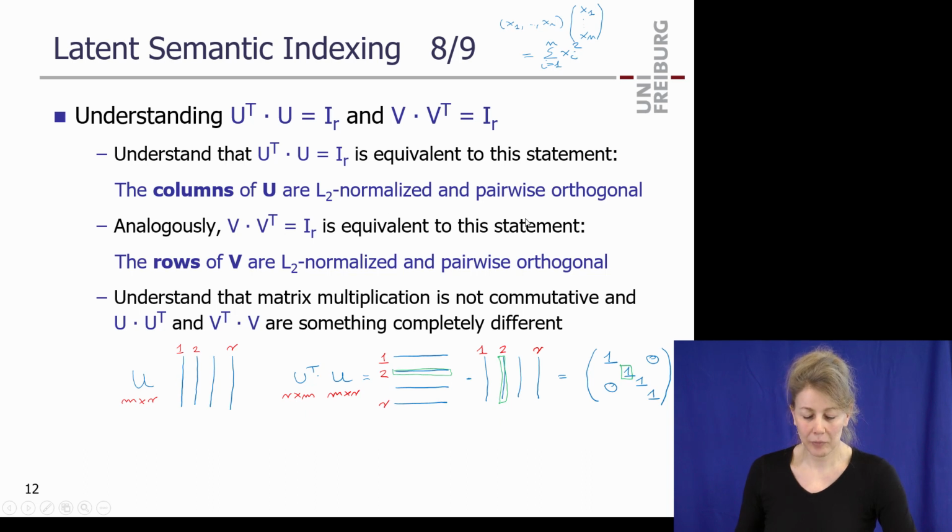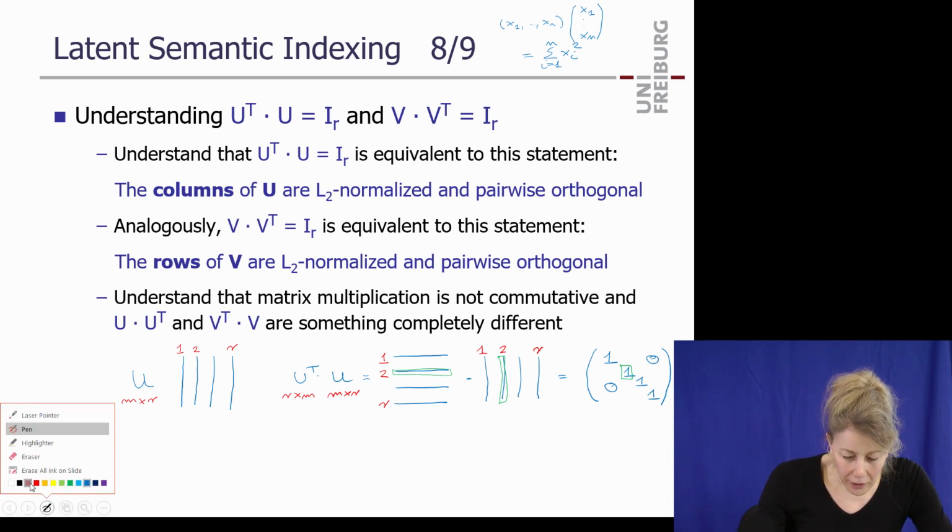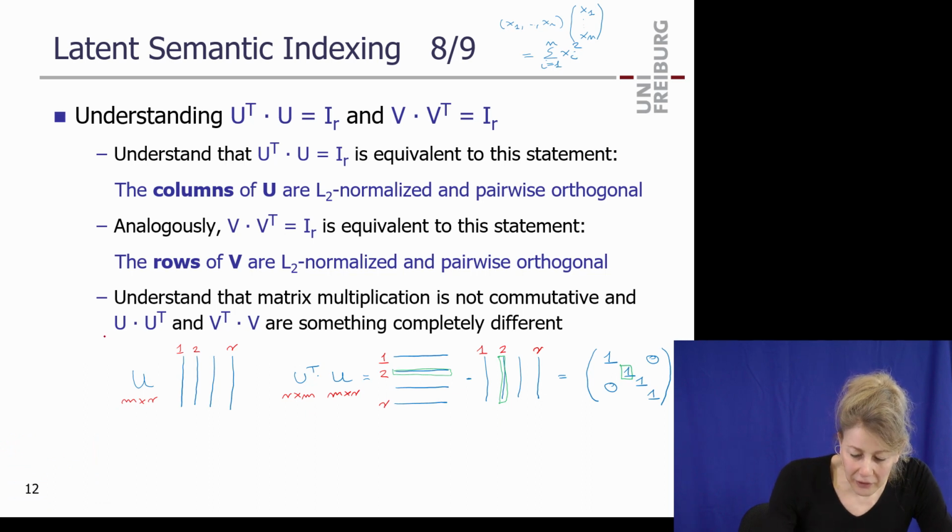But maybe let me at least write this here. This is an M times R matrix, and this is an R times M matrix, which means this is now an M times M matrix. And if M is greater than R, it just can't be the identity, because then it would have rank M, which is not possible.